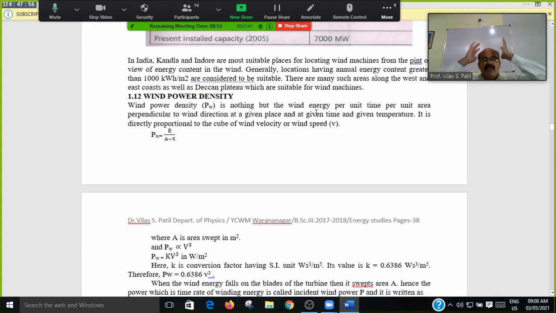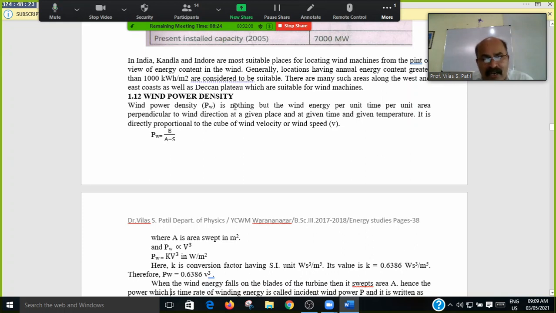Such wind area or wind capacity along India will be shown in this table. Again 1.12, that is wind power density, how the wind power density will be available in India, it will be shown here.